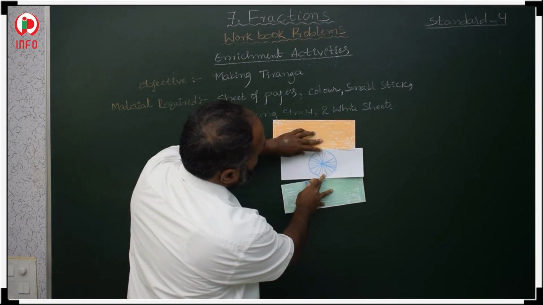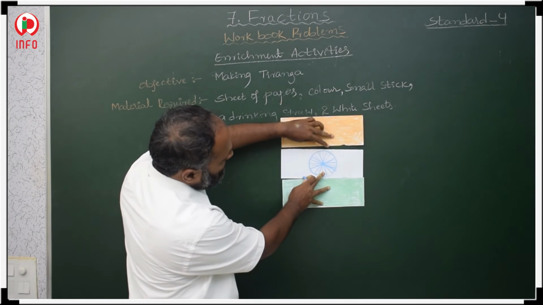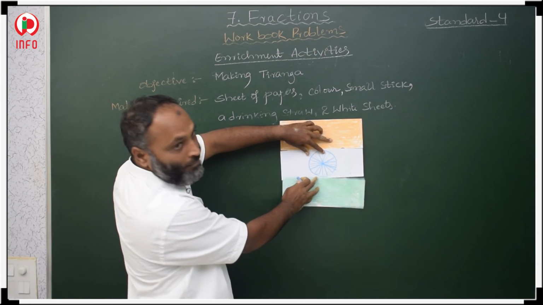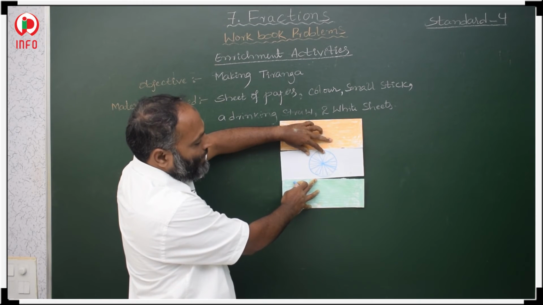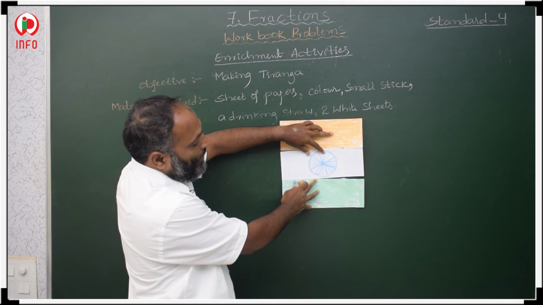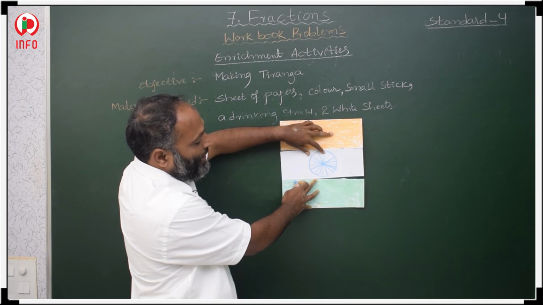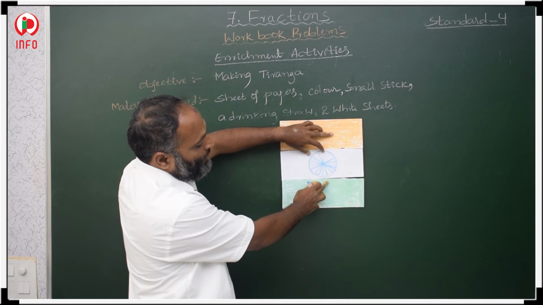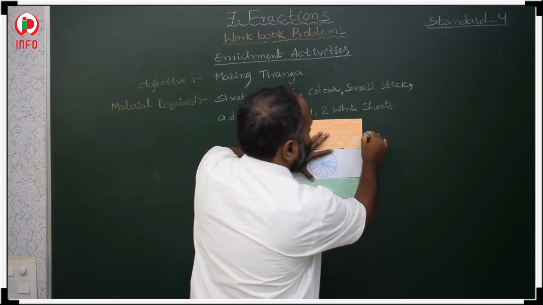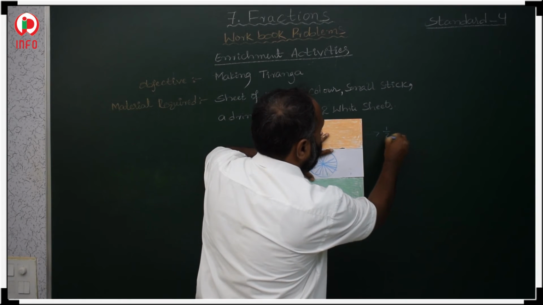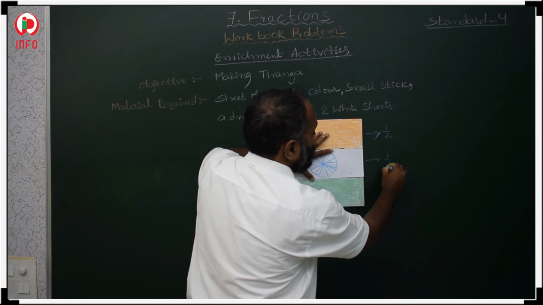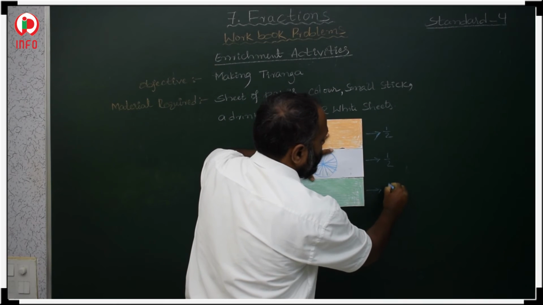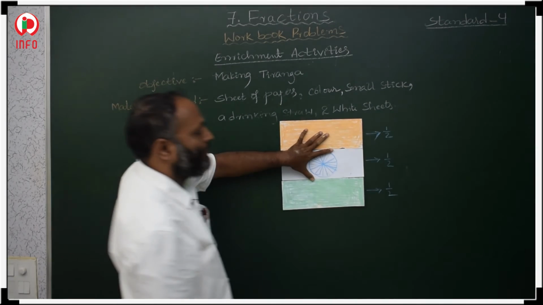Like this you prepare your tiranga. So this is our tiranga. Now you form your flag tiranga. Okay students, half of our portion is orange, half of our portion is white, and half of our portion is green. This is half portion. Half of our sheet is orange, half is white, and half is green.